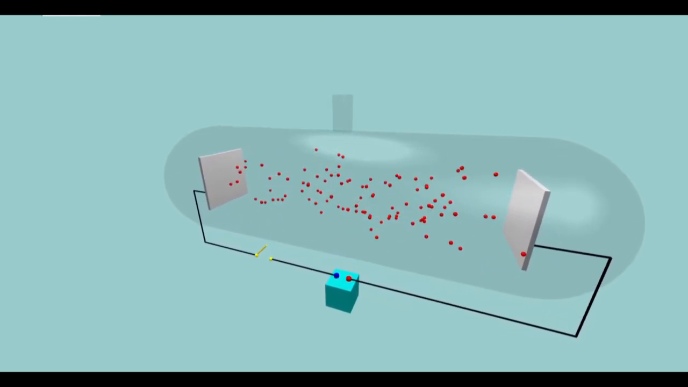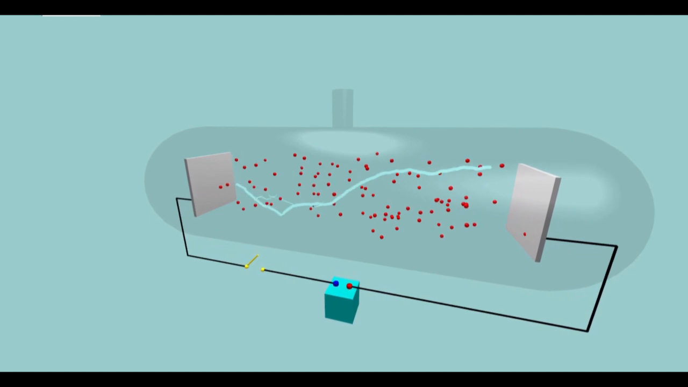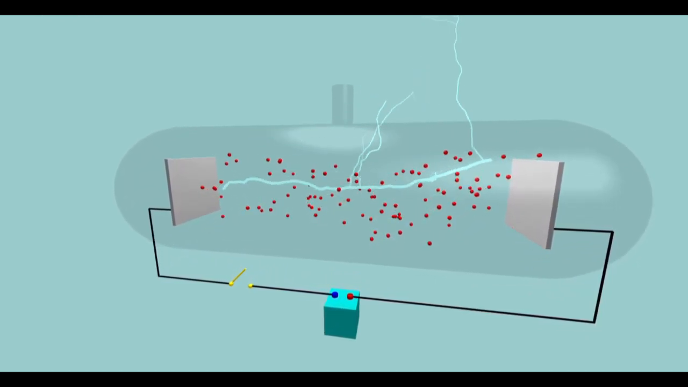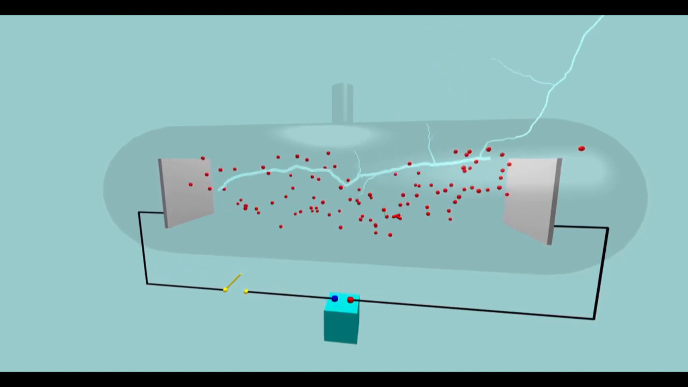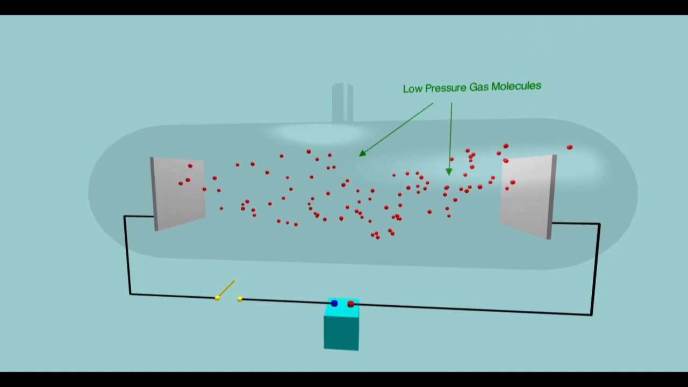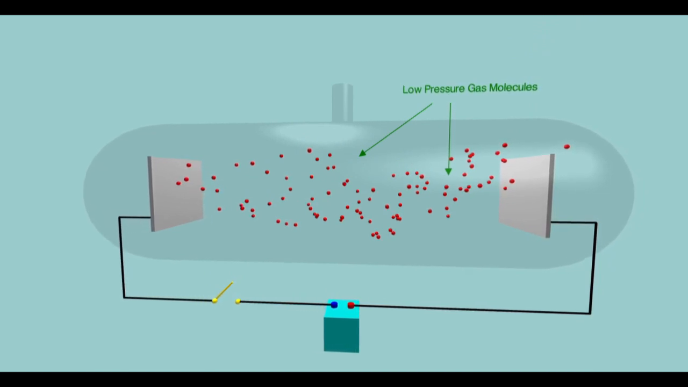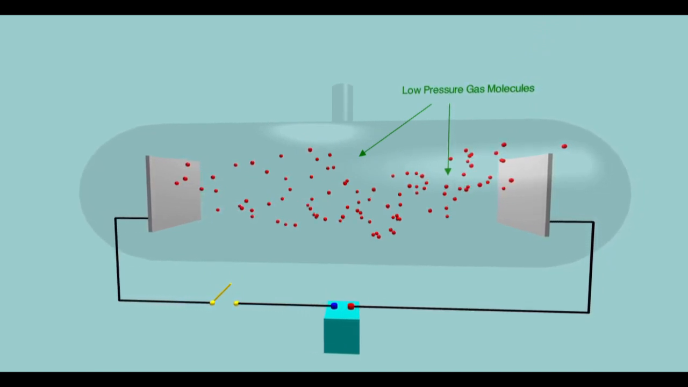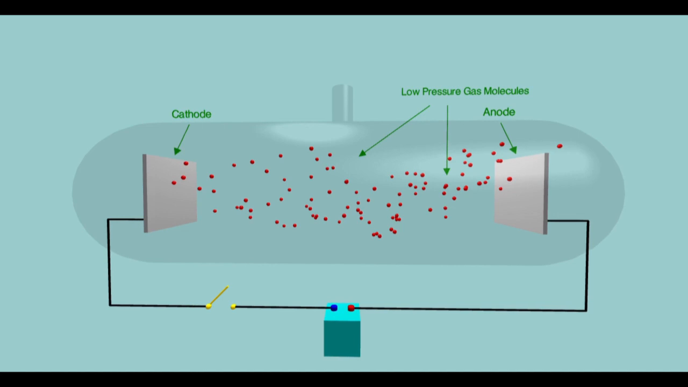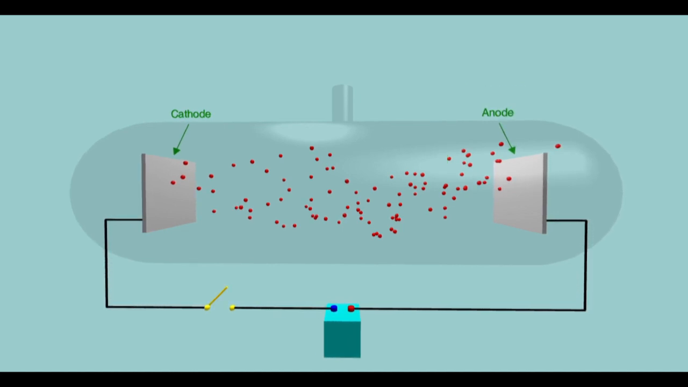In the mid-1850s, many scientists, including Faraday, began to study electrical discharge in partially evacuated tubes known as cathode ray tubes, or CRT. But what exactly is a CRT? As can be seen, a CRT is essentially a glass tube containing two thin pieces of metal electrodes called cathode and anode.